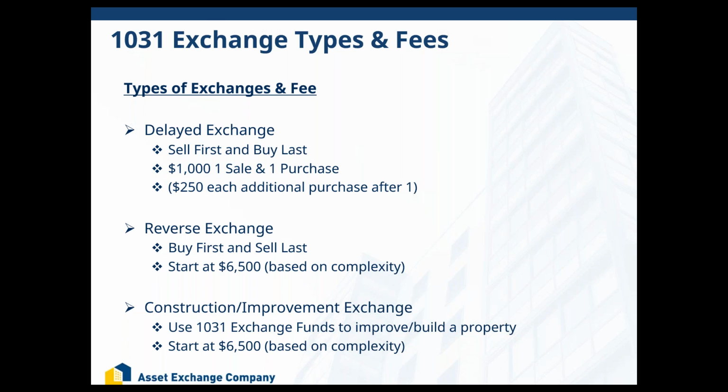Now, the reverse exchange. That's again where you buy your replacement property first, and you sell your relinquished property last. Those start off at about $6,500. Those can be significantly more complicated than a delayed exchange. We're forming a separate company. We're going on title, all right? Now, the construction, improvement, built-to-suit exchanges, those start off at about $6,500 as well. Again, we're forming a separate company. We're going on title.